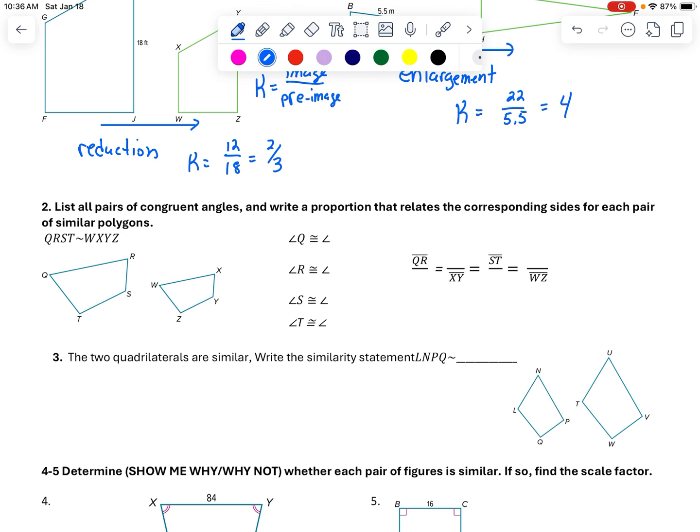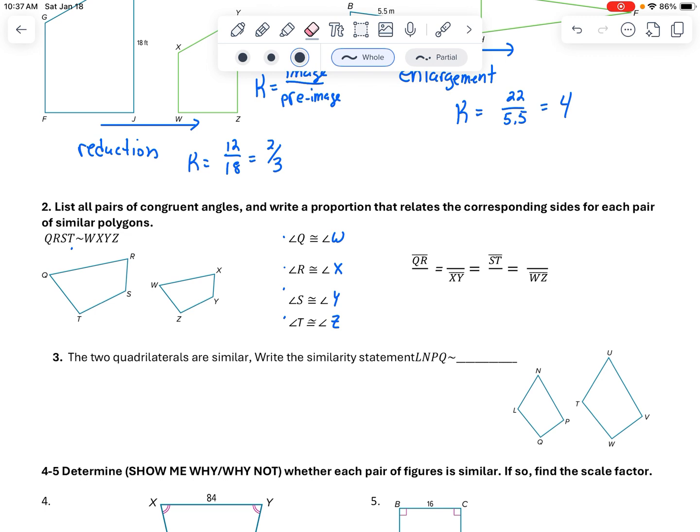Here it's just asking us to match up parts. They are similar, so that means that similar parts, angles are congruent, sides are proportional. This goes in order, QRST. This went in order, QRST. So that means it is going to be super easy because the first vertex in quadrilateral 1 is going to match up with that one there. So we know it's going to be W, and we can just go from there. So it's going to be W, X, Y, and Z. Again, like parts are going to match up.